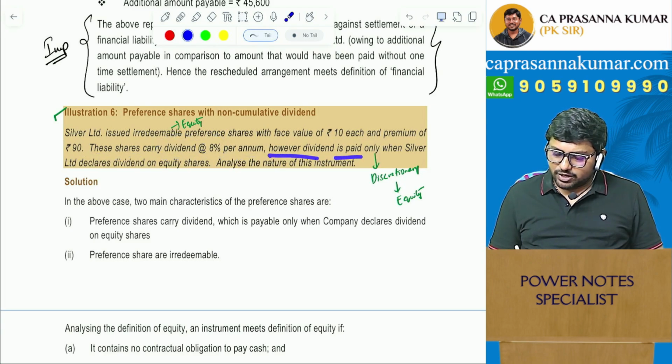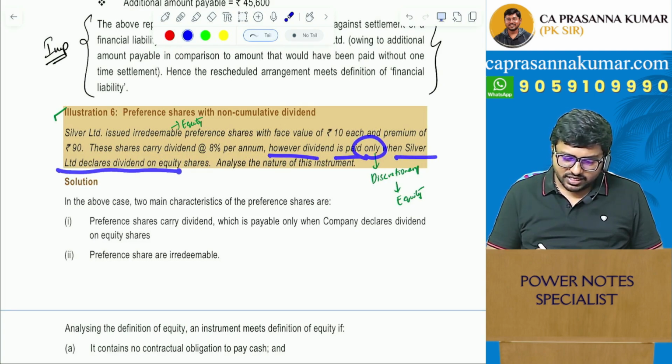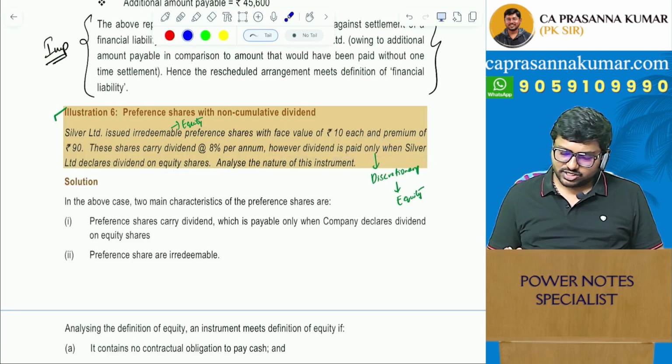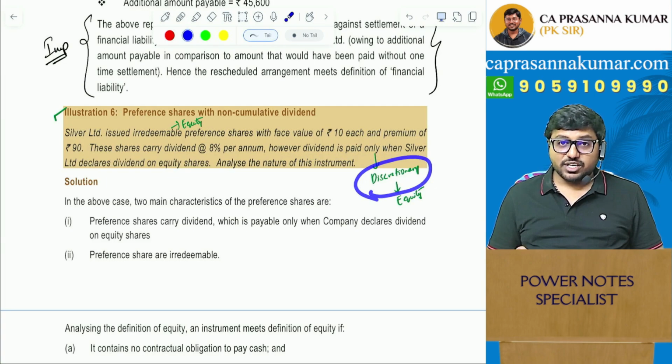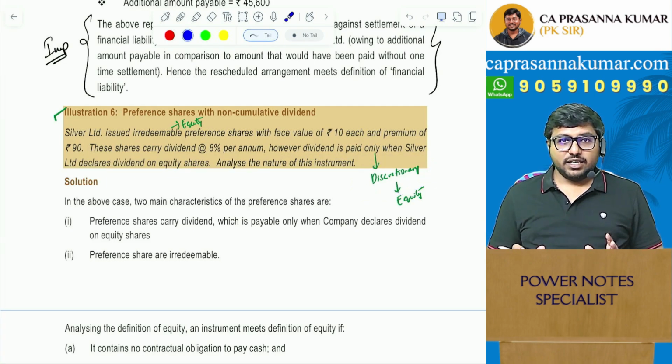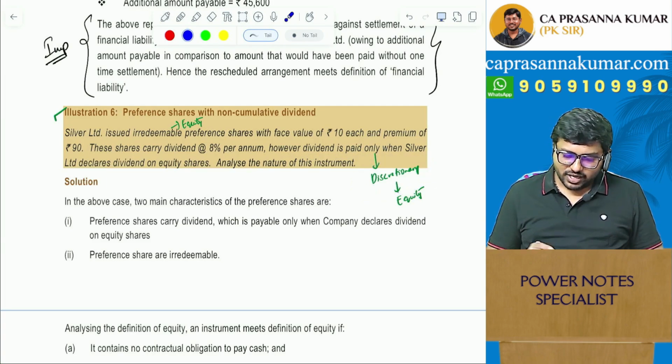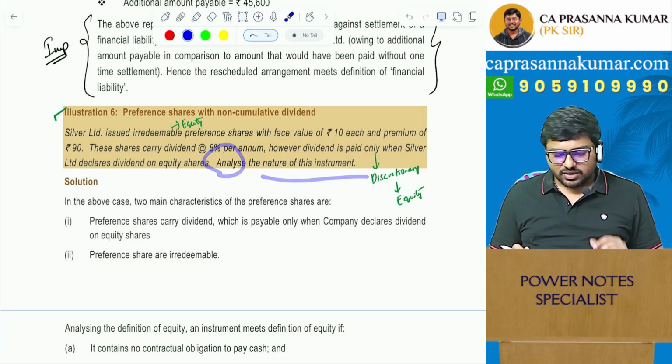These shares carry dividend at 8% per annum, right? However, dividend is paid only when Silver Limited declares dividend on equity shares. Fantastic. So, which means it is discretionary. It is not obligatory. It is not compulsory. It is not mandatory. Analyze the nature of this particular instrument.